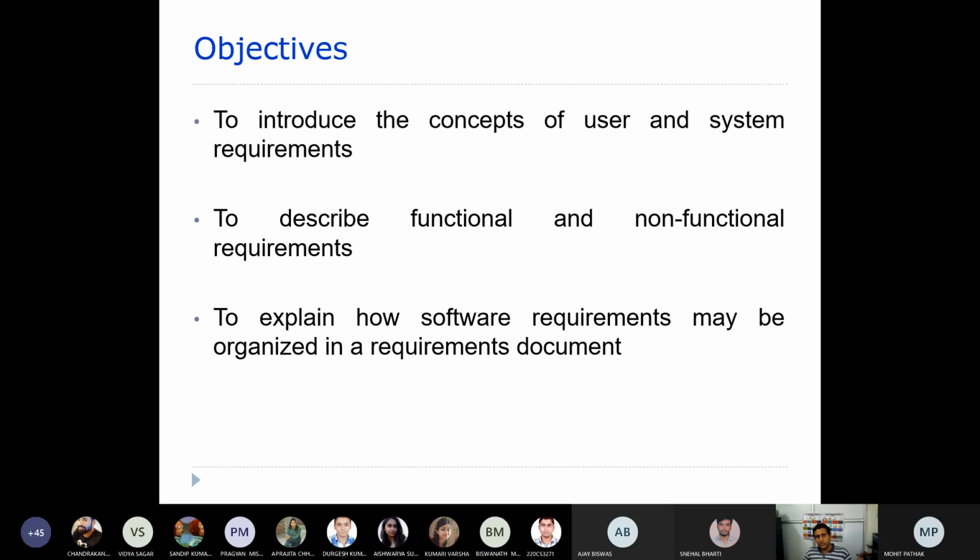So now, the objective of today's topic is to introduce certain concepts of user and system requirements. We'll talk about the user requirement and system requirement, and then we see the classification of these requirements like functional and non-functional, and then we'll talk about how these system requirements are organized in a requirement document. Indirectly, we are saying the software requirement specification document, right? We'll talk about that also.